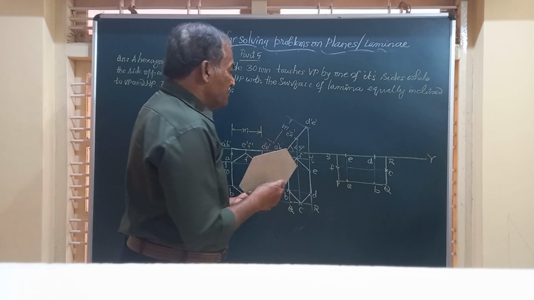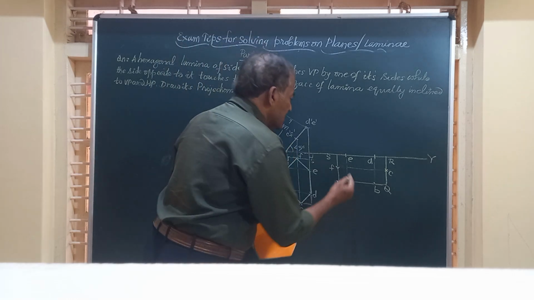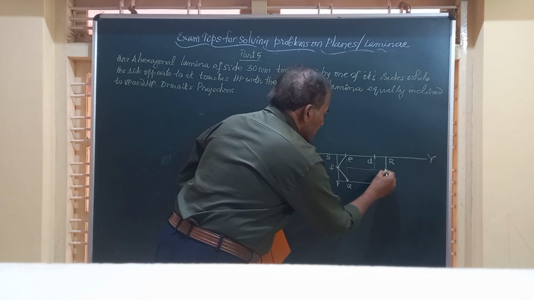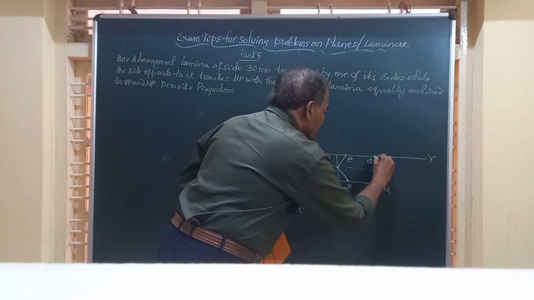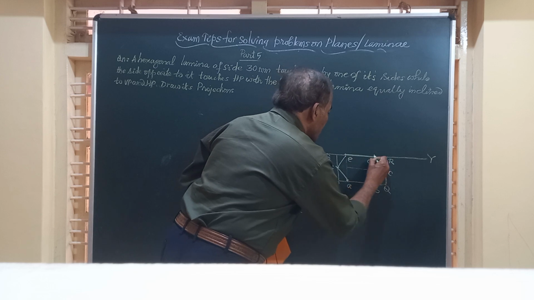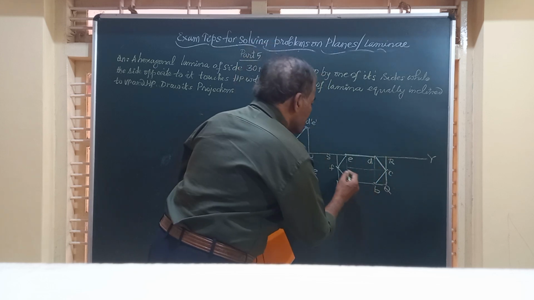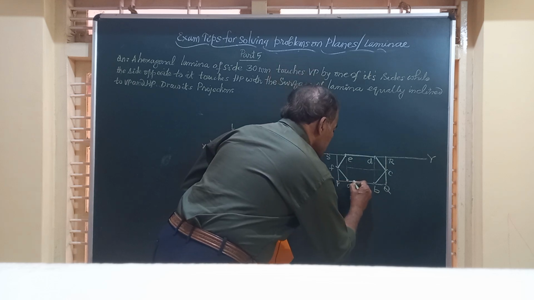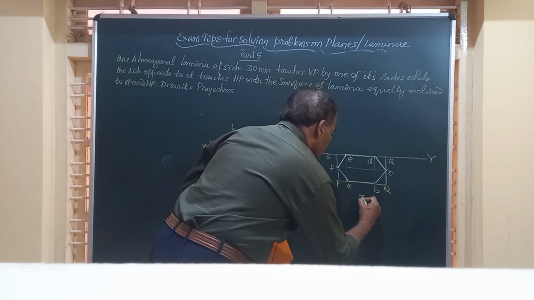We got all the 6 points, or 6 corners, of the lamina. We will join them by straight lines, show them by visible lines. So this is how, friends, the lamina looks in the top view finally. So I will mark it as top view.